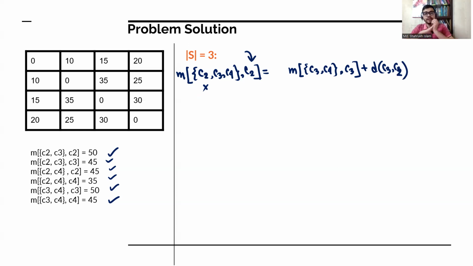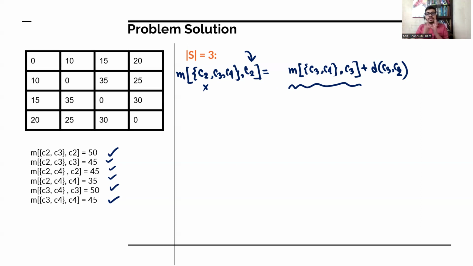So understand it again. The set consists of C2, C3, and C4, and we are trying to end our journey at C2. That means first we have to solve this problem with C3 and C4. Then we will move to C2.